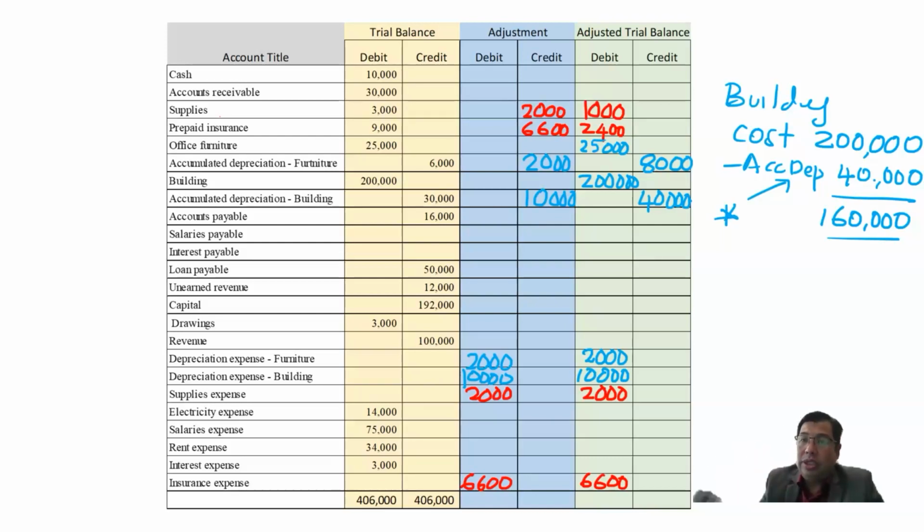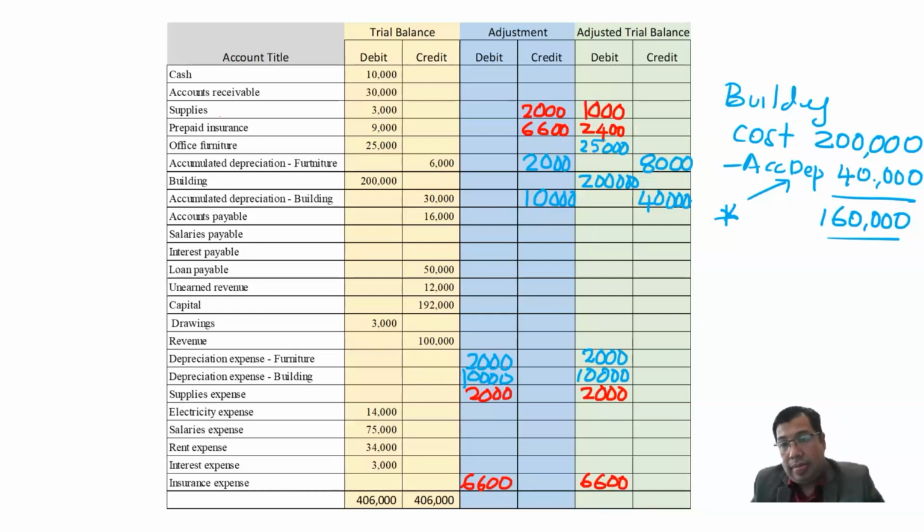I purchased the building at a cost of 200,000. Now after 4 years, we have already lost depreciation of 40,000. The value now is 160,000. I repeat again, when we purchased the asset, the cost was 200,000. Now the value has depreciated by 40,000. The value now in our record is only 160,000.